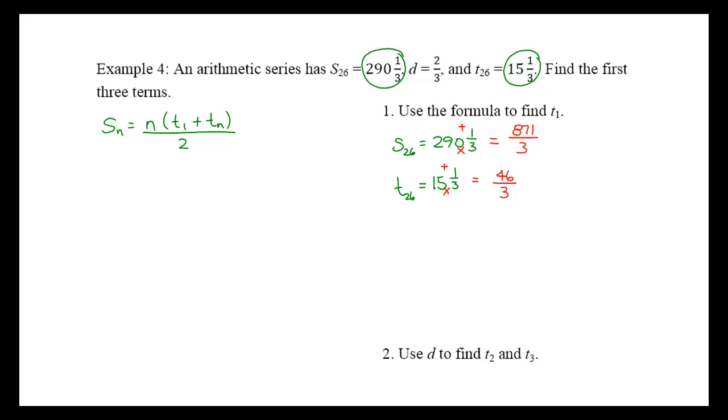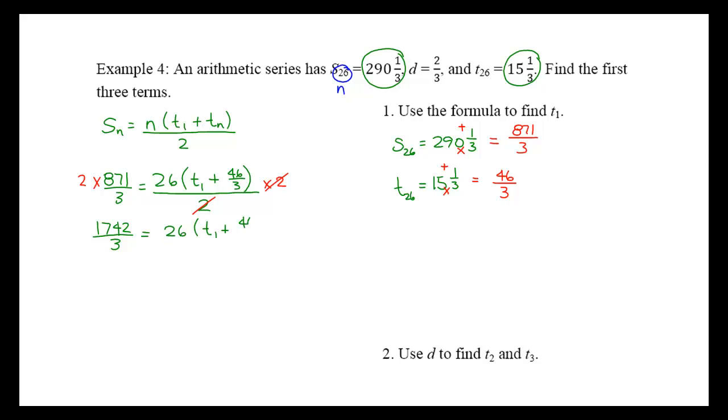Now I'm going to plug those numbers into my Sn formula. So my Sn is 871 over 3. My n value is 26, and that comes right from here. My first term, we don't know, so I'm going to keep calling that T1, plus my last term, 46 over 3, all divided by 2. In order to solve this equation, I'm going to multiply by 2 to get rid of the denominator there. That gives me, on the top, 1,742, all divided by 3. That's equal to 26 times (T1 plus 46 over 3).